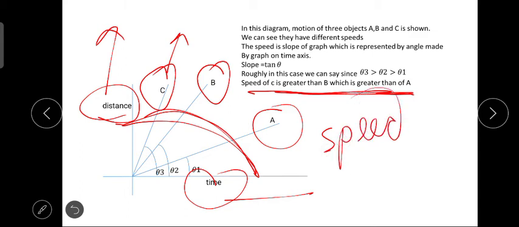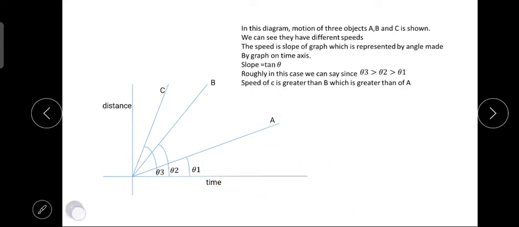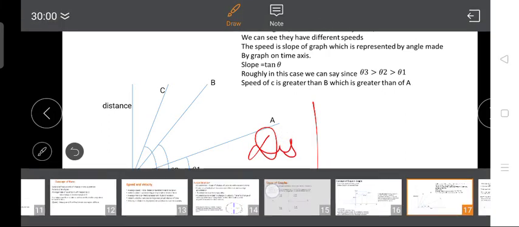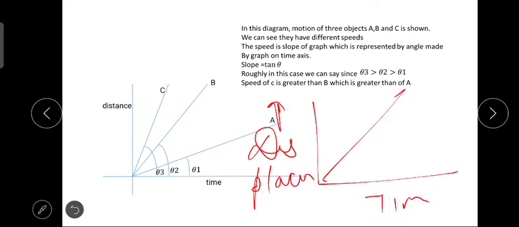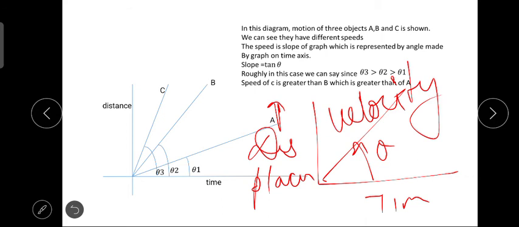And if you want velocity, then in the same way you will plot a graph of displacement, sorry, it got a bit messy, just rub it. If I plot a graph between displacement and time, as we know that displacement is a vector quantity, the slope of this graph will give me the velocity. This is all about the graphs.